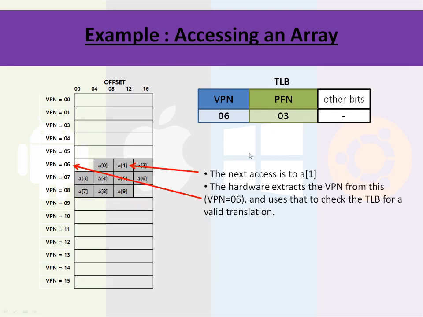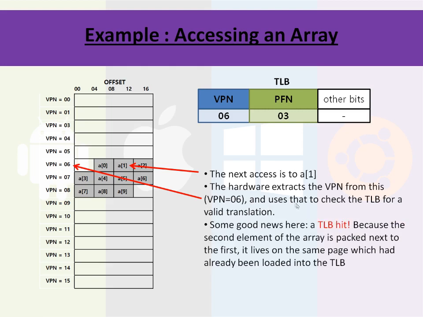The next access will be to A1, right? Because we're looping through this sequentially. Once again, the hardware extracts the VPN from this address, which gives us VPN 6 again. And it uses that to check the TLB for a valid translation. Well, some good news here, it's a TLB hit. Why? Because we have a translation from VPN 6. You can see our VPN 6 is translated to page frame number 3.